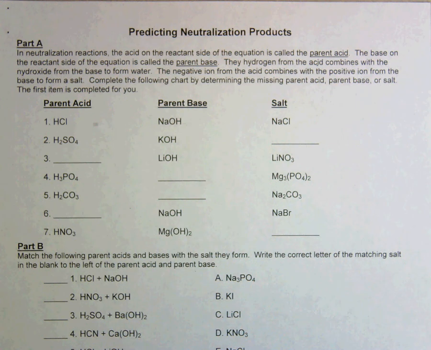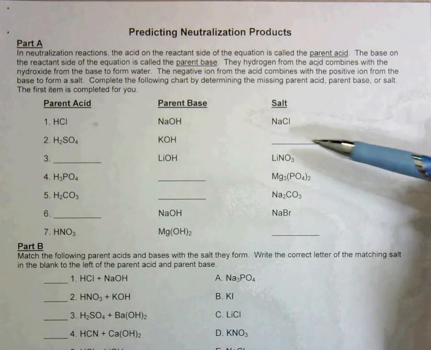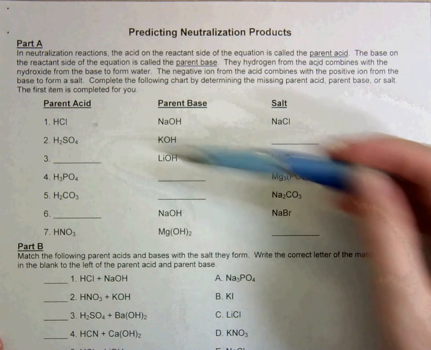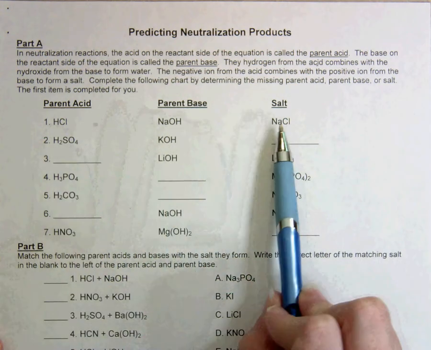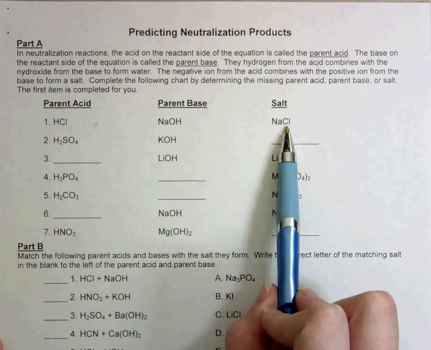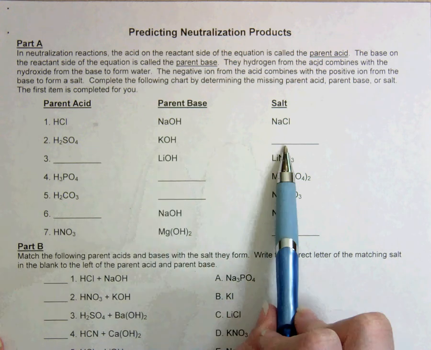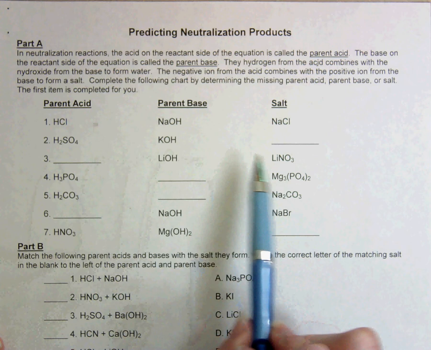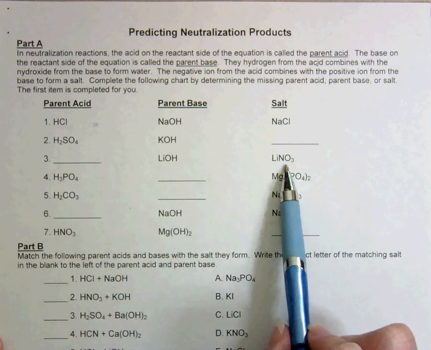Predicting neutralization products. In this worksheet, there are a few different parts, and the first one you're going to fill in the missing salt, acid, or base, depending on what it says the parent acid, parent base, or salt is. In this first one, it's already all done for you. The second one, you have to look at this acid and this base and determine what salt was formed. In number 3, you're going to look at the base and the salt that was formed to determine the acid that reacted with the base to form this salt.